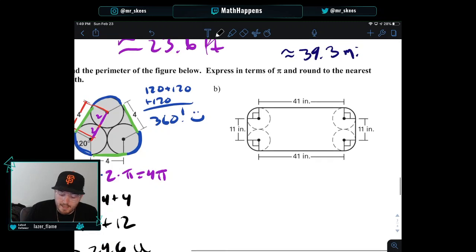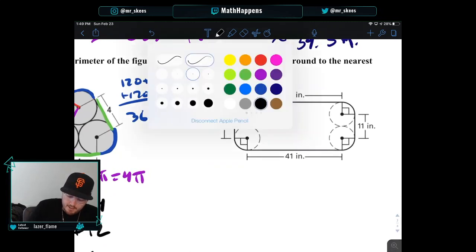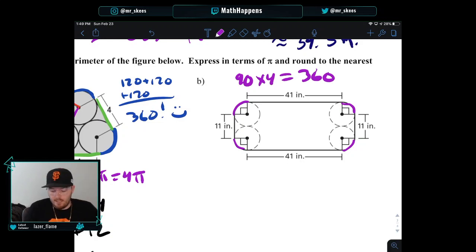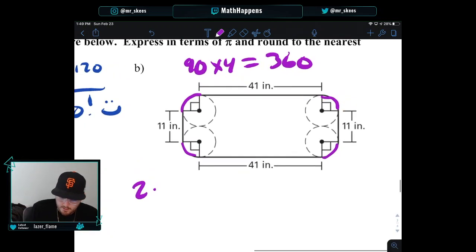Okay, so again, a situation where we have some arcs here. 1, 2, 3, 4 arcs. Well, those 4 arcs are 90 degrees apiece. So we have 360 again. So we just have one circle. And how do you find the circumference of a circle? 2 pi r. So 2 times, what's r? That's something that we don't know yet.